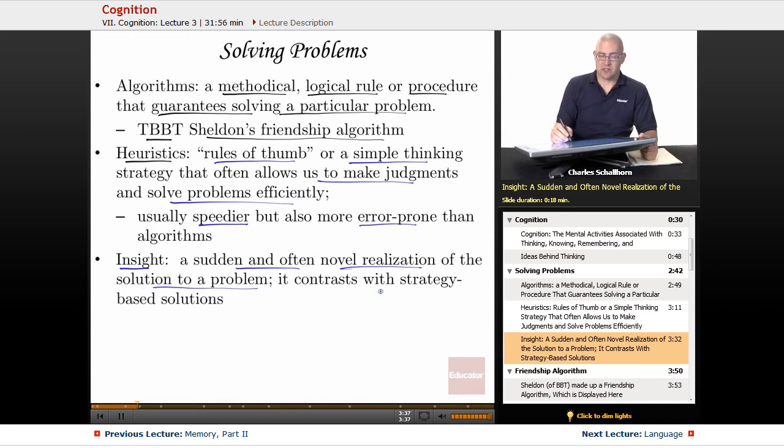And that contrasts with the strategy. I almost went Bugs Bunny on you there. Yeah, it's a strategy. With strategy-based solutions.